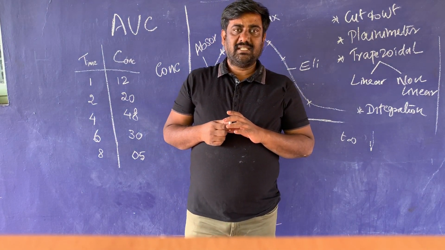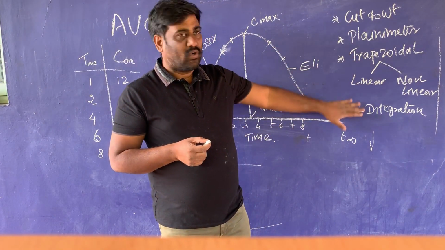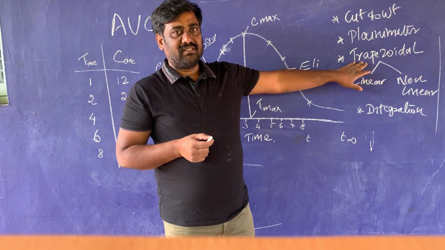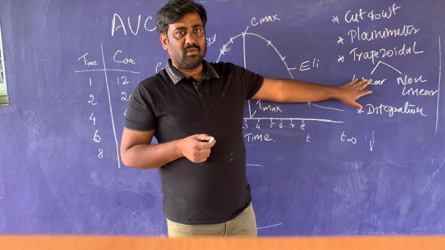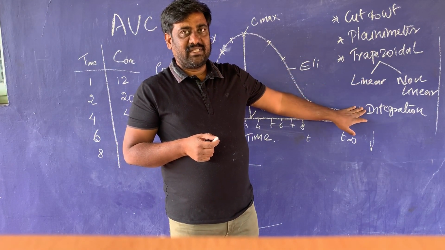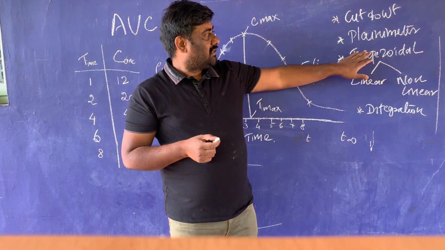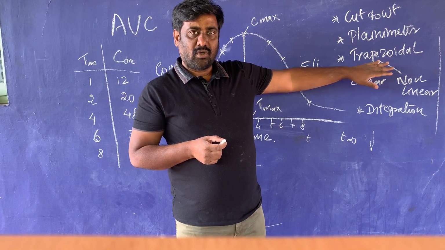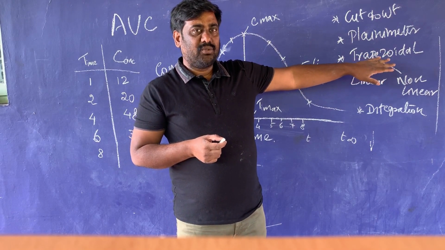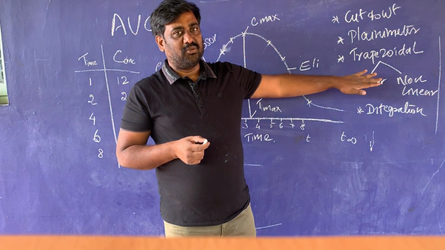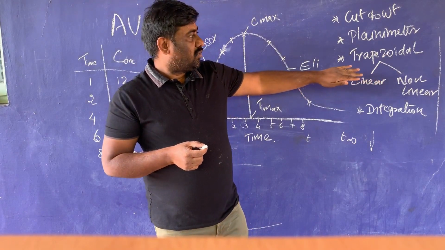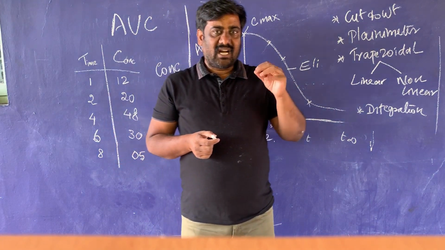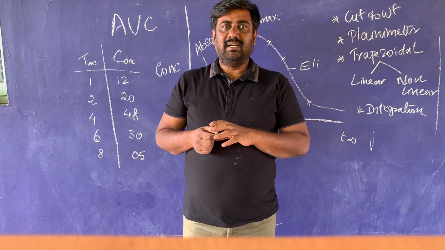The AUC is determined by these four methods: cut and weight method, planimeter method, trapezoidal rule method, and integration method. More or less, among all four methods, the trapezoidal rule is one of the widely used methods to determine AUC. In these four methods, we need the concentration of drug available in the blood.